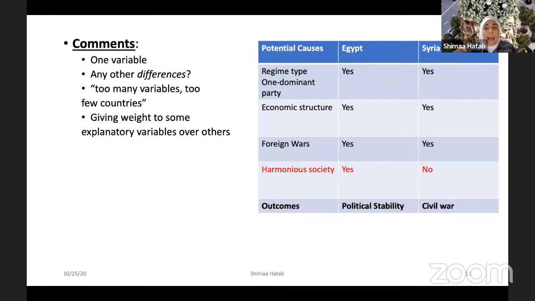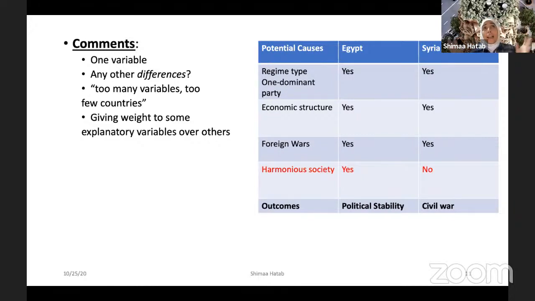So I need to examine, after the Arab Spring, why Syria slipped into civil war and Egypt managed to stabilize the political system. So I have different outcomes, different dependent variables I need to explain. I need to understand what causal mechanisms led to this outcome. So what kind of X would help you understand why it happened.